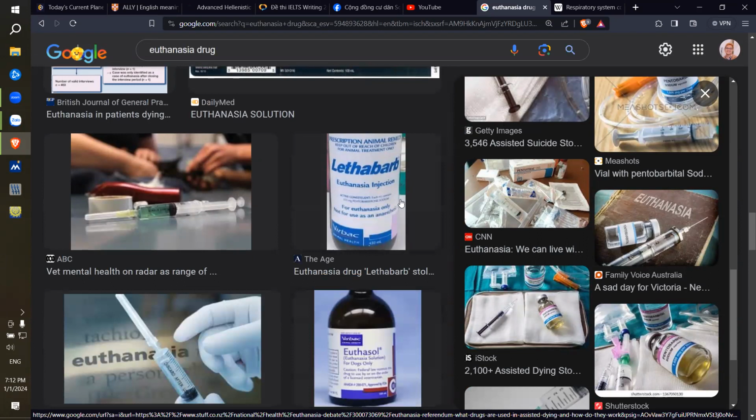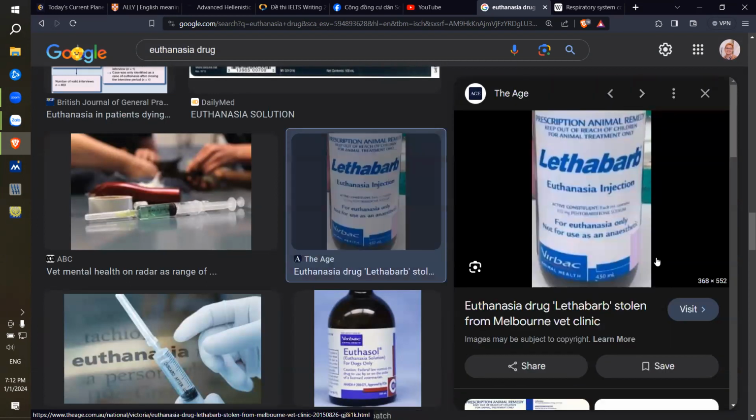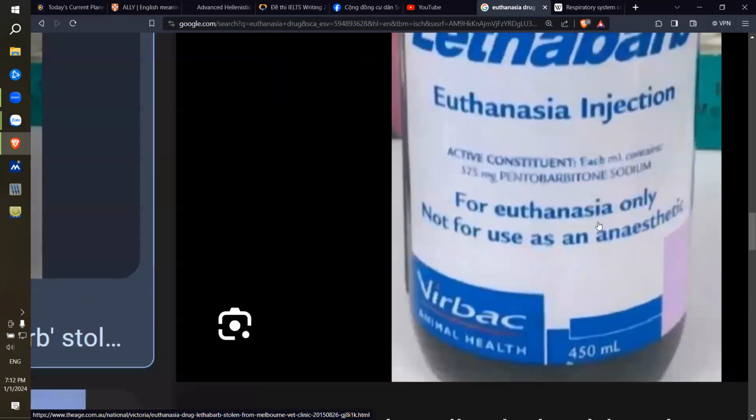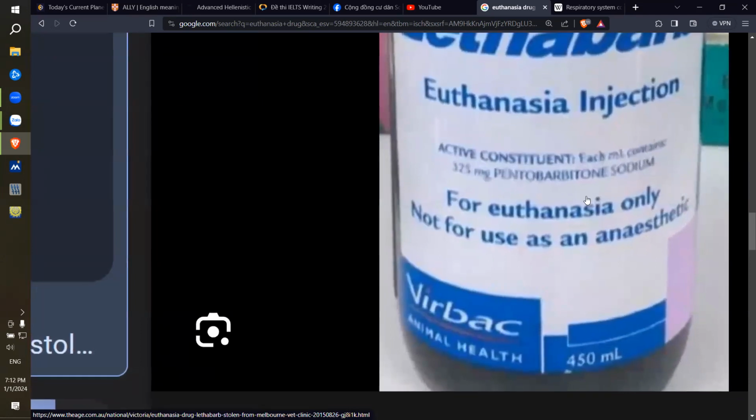Okay, Letabarb euthanasia injection, you can see here. Not for use as an anesthetic, không để sử dụng như là một thuốc mê. Nó chỉ dùng để an tử thôi, for euthanasia only. Active constituent, let's see. Phenobarbital sodium. Nó giống cái thuốc gì? Cái thuốc ngủ á. It's a kind of sleep inducing agent.